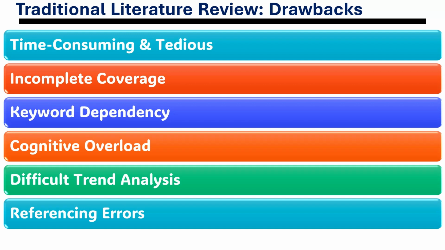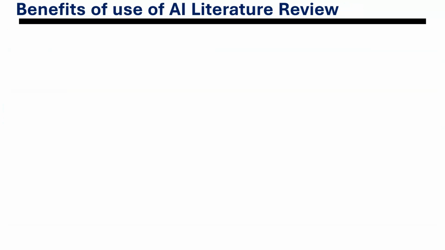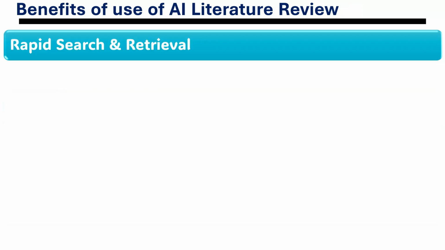So because of these limitations, we should go ahead with AI-based tools. AI tools transform the way literature reviews are conducted and overcome most of the above challenges. Whatever challenges we had earlier can be overcome by these processes. The first important benefit is rapid search and retrieval.